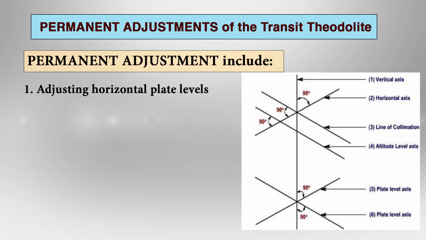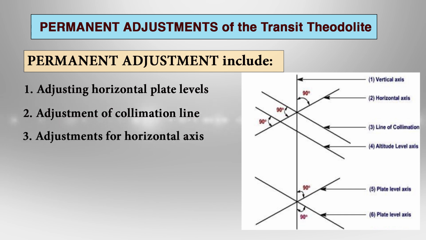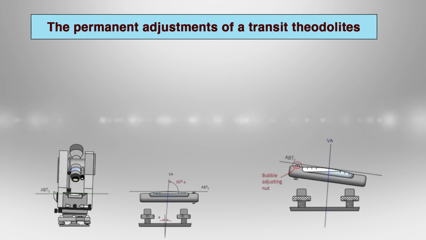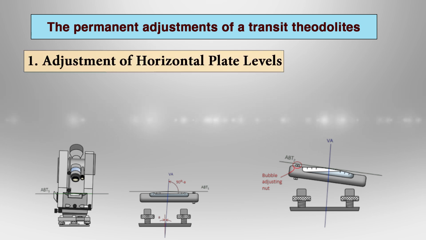Now refer to the components of the theodolite again. So, these adjustments include adjusting horizontal plate level, adjustment of collimation line, adjustment of horizontal axis, altitude level plate, adjustment of telescope level, and the last one is adjustment of vertical circle. The permanent adjustment in case of a transit theodolite, the first one is adjustment of horizontal plate level.